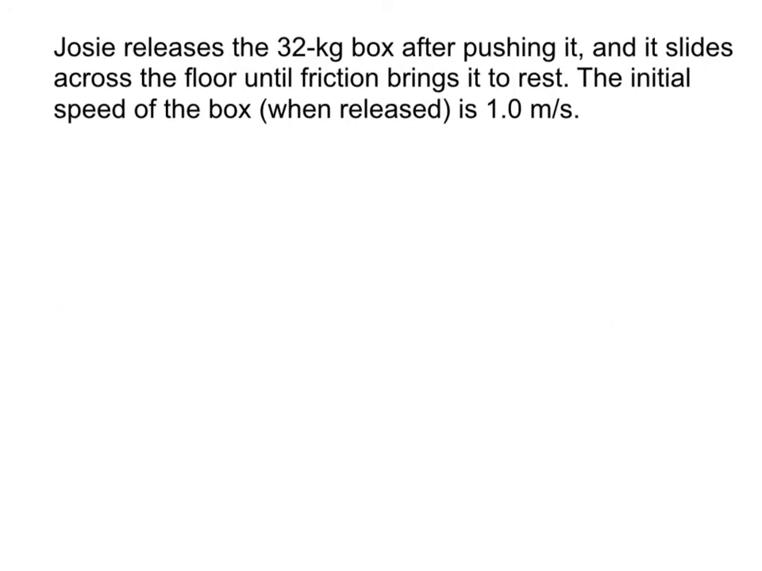The last one, we have friend Josie again. So this is that box that she pushed. Let's say she releases it, and then it slides across the floor, and friction stops it. So we've already talked about how friction is doing work when it slows something down, right? It is changing its energy. The initial speed of the box is 1.0 meters per second. So how much work is being done?